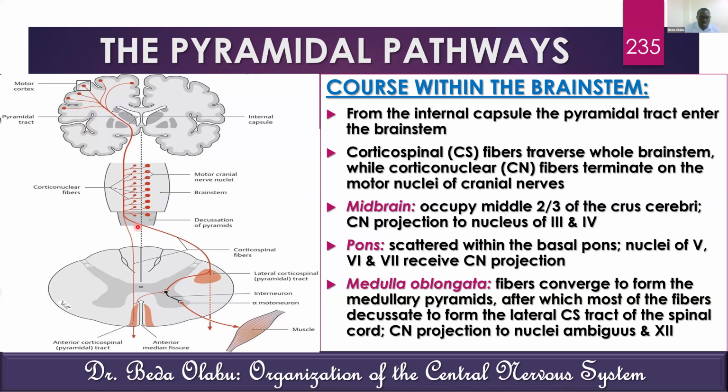Then the majority of corticospinal fibers decussate to form the lateral corticospinal tract. Fewer corticospinal fibers do not decussate, forming the ventral corticospinal tract. Remember, the ventral corticospinal tract occupies the anterior white column, while the lateral corticospinal tract occupies the contralateral lateral white column of the spinal cord.